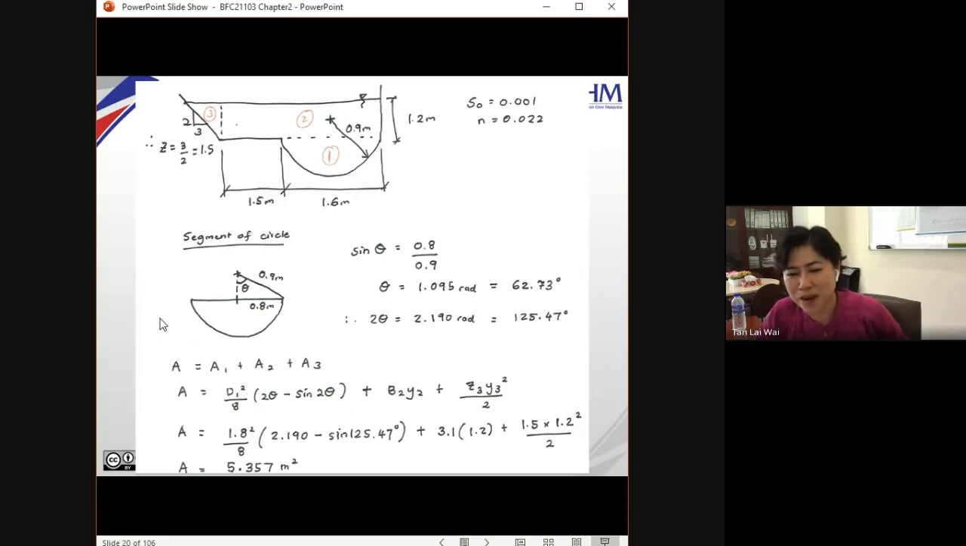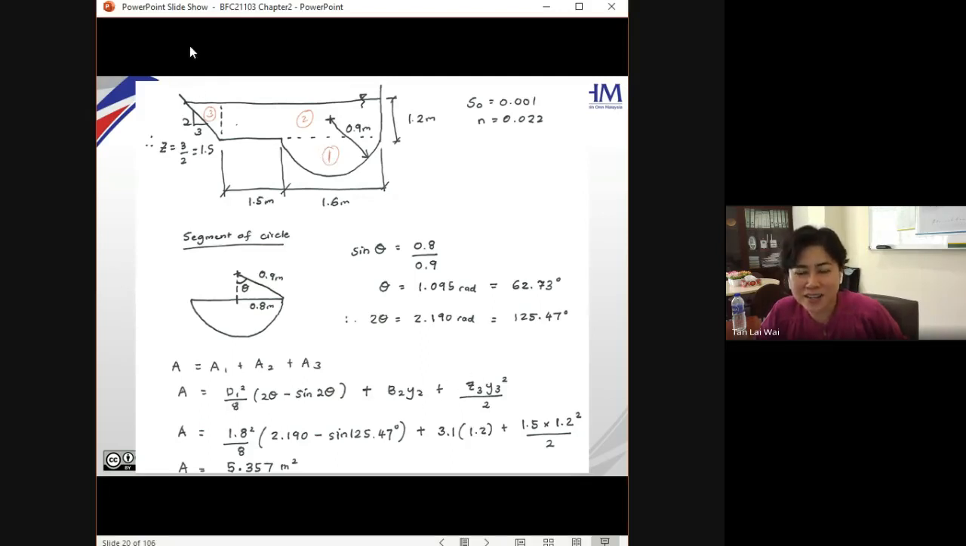But let's go one by one here. So I have divided this compound channel into 3 subsections: A1, A2, A3. A1 would be D squared over 8, times 2 theta minus sin 2 theta. I already know my value of 2 theta, so I substitute. A2 would be B2 times Y2. The depth of this rectangular section would be 1.2. Don't add it up until below, it's just this segment section that we are considering. So the width would be 1.5 plus 1.6, which is 3.1 meter.